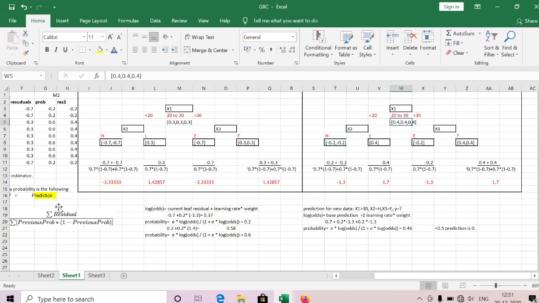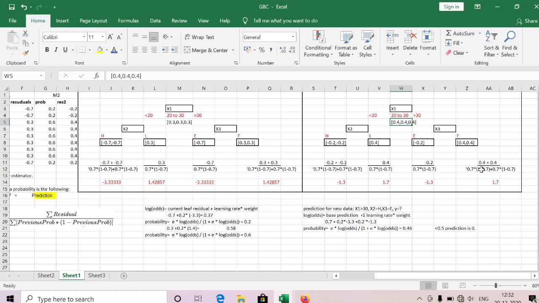Next we need to calculate the weights. For example, here 0.2 plus 0.2, the sum of the two residuals in the leaf, divided by the previous probability. Here the probability is 0.7, so 0.7 multiplied by 1 minus 0.7, plus 0.7 multiplied by 1 minus 0.7 for the second residual. This 0.4 is my residual, divided by the previous probability 0.7 multiplied by 1 minus 0.7. Similarly, for one residual, minus 0.2 divided by 0.7 multiplied by 1 minus 0.7. Here I need to sum all the residuals.